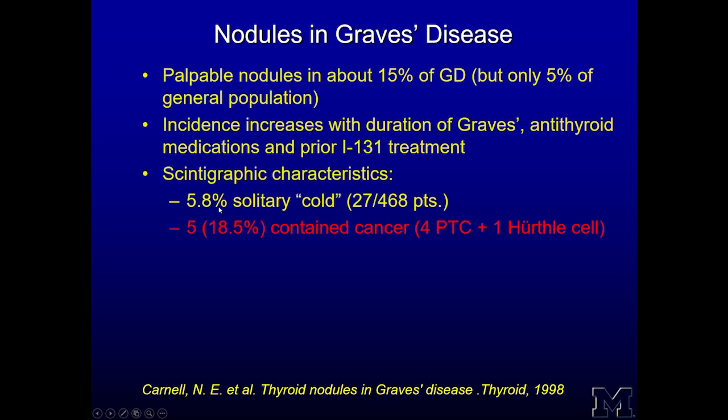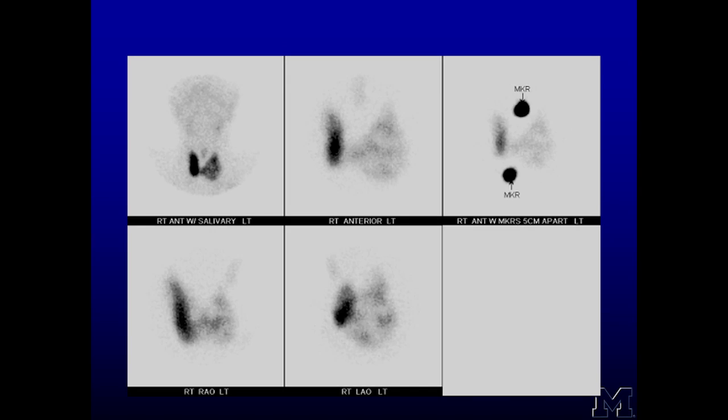approximately 6% of patients had solitary cold nodules, and out of these, almost 20% contain cancer. So a cold nodule in the setting of Graves' disease should always be investigated with a fine needle aspiration biopsy in order to rule out malignancy. This is a companion case of a patient with a large palpable left thyroid nodule.